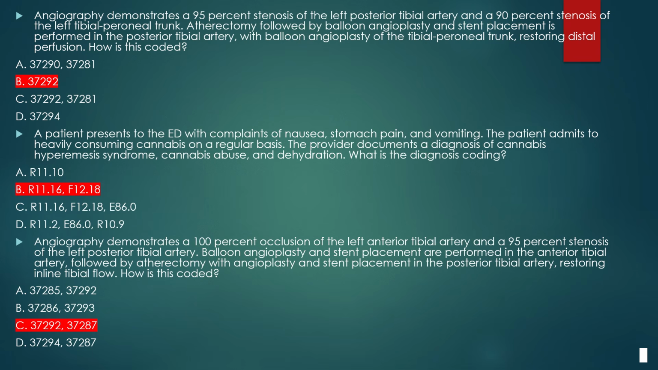How is this coded? A. 37290, 37281. B. 37292. C. 37292, 37281.